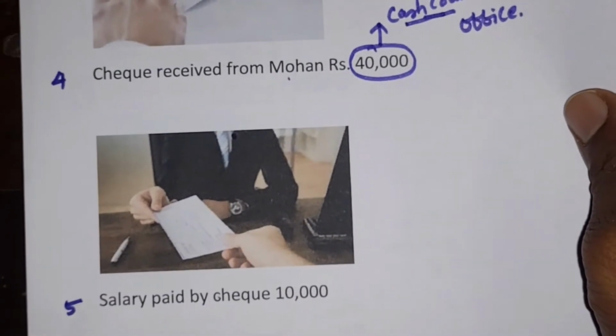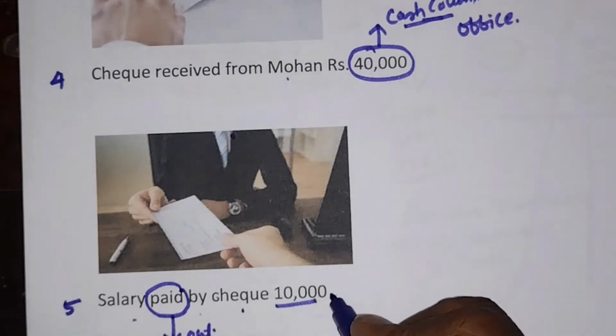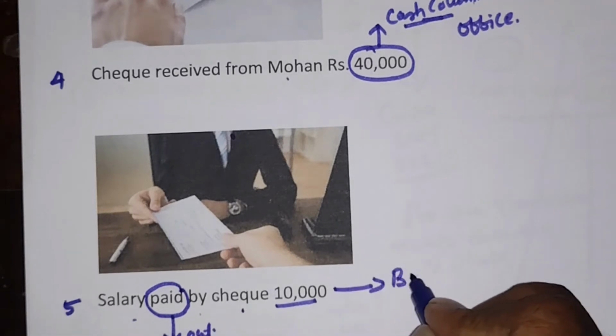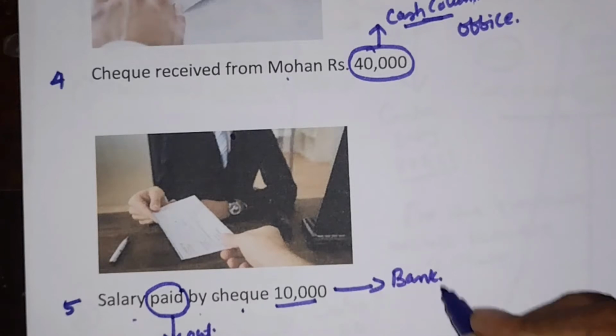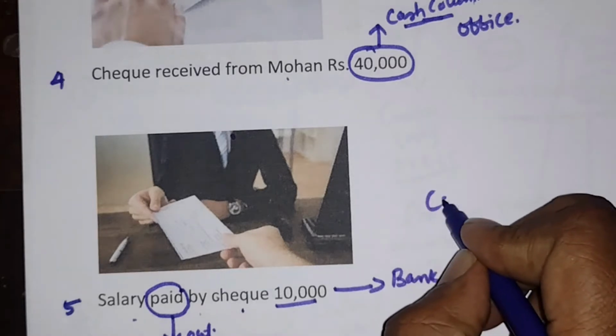Coming to another one. Tell me. Salary paid by check rupees 10,000. Paid means that cash is going out. Therefore this entry will appear into bank column in credit side. This is not a contra entry.